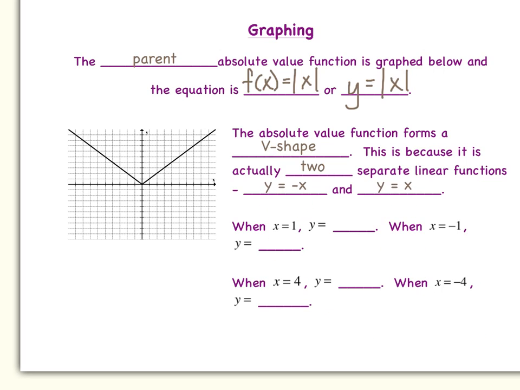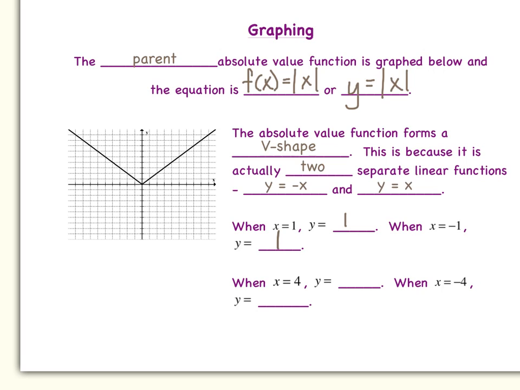Now on the left side of the absolute value graph, this one right here, this is y equals negative x. And this part of the absolute value function is y equals x, which if you remember is our parent linear function. Now let's fill in these blanks by looking at the graph. So when x is positive 1, that's right here, what is the y value? Well, the y value is also positive 1. When x is negative 1, what is y? Well, as we see, y will again be positive 1.